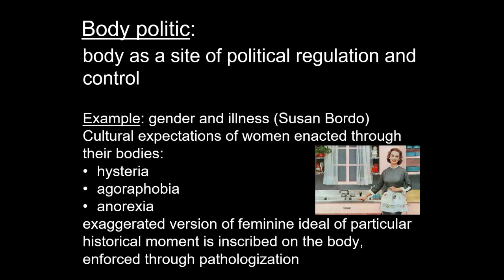The 3 examples she uses are hysteria, agoraphobia, and anorexia. And the one I'll focus on is agoraphobia, right, which is a fear of leaving your home base, fear of leaving your house. And so what she's talking about in this example is that there was a significant increase in agoraphobia among women in the 1950s and 60s. And it coincided, and she would say not coincidentally, with the rise in a cult of domesticity in the U.S.